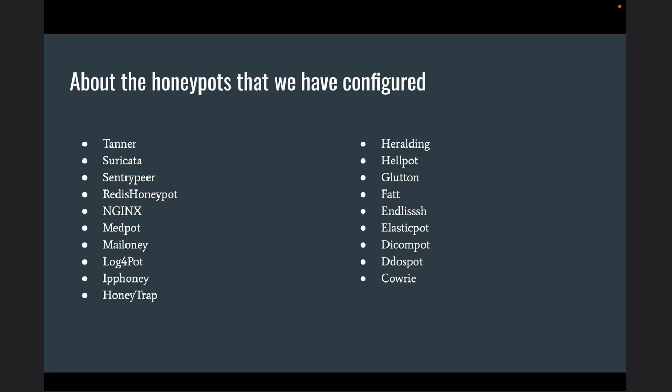Nginx. When deployed as a honeypot, Nginx can attract attacks targeting web services, mainly web services. The common attacks observed by Nginx are web application attacks like SQL injection, cross-site scripting, which is XSS, directory traversal, and remote file inclusion as well.